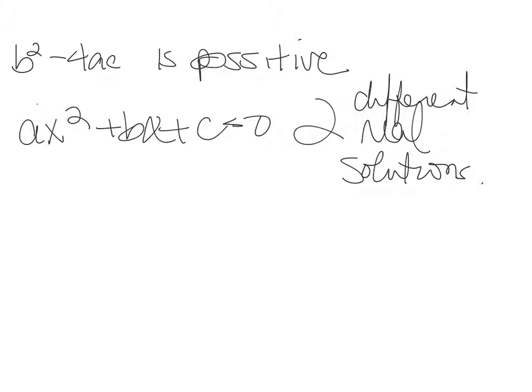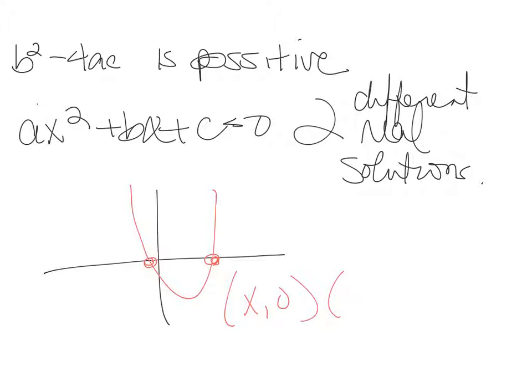Two real solutions means that the graph intersects the x-axis at two distinct real points. So if there's a coordinate plane, that just means that I have two solutions, okay? x equals two different values at y equals 0. So you'll have x1 comma 0, and x2 comma 0. Cool? All right, next possibility.